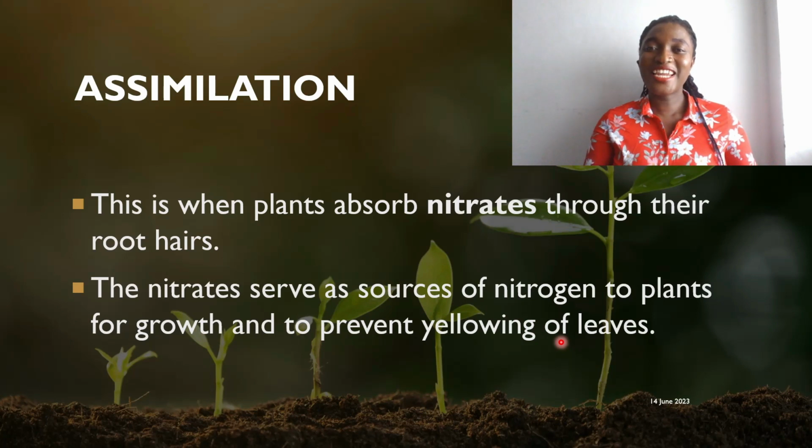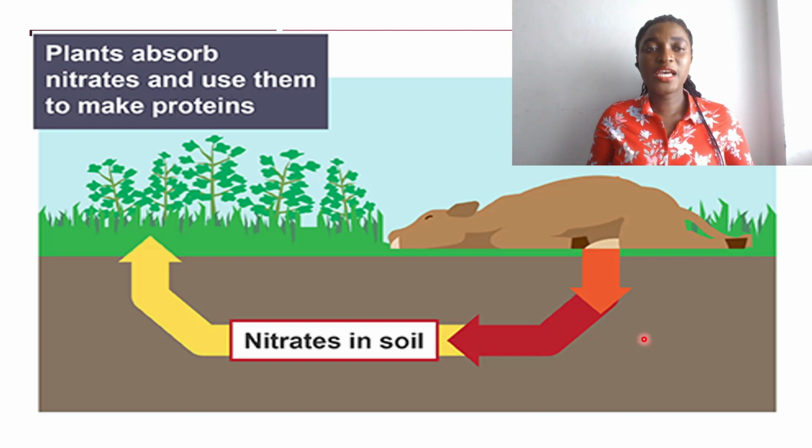Now, when you as a human being and the animals, the cows and the rest, take in the plants, then you are also assimilating that nitrate which was absorbed by the plant. The nitrate in this instance is converted to organic nitrogen. Your hair, your nails, your skin, every other part of you which is formed from protein is a result of the nitrate which was converted to organic nitrogen. So in this picture, you have plants absorbing nitrates and using them to make proteins.